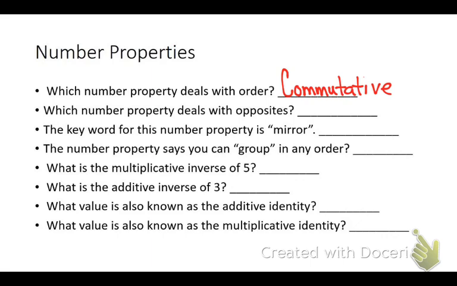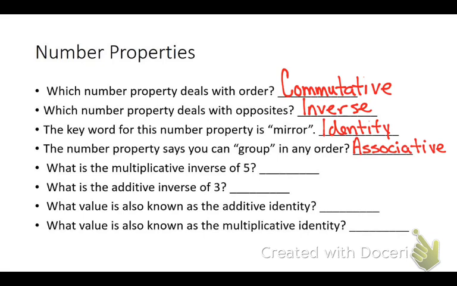All right, what number property now deals with opposites? Number 2. Inverse property. Very good. Which number property's keyword is mirror? Identity. The identity property. Very good. And the fourth one, which property says you can group numbers in any order? Associative. All right, so you need to know some of those keywords, associative property.